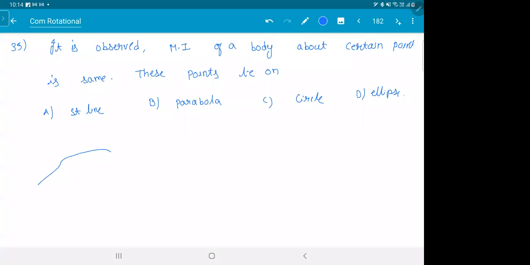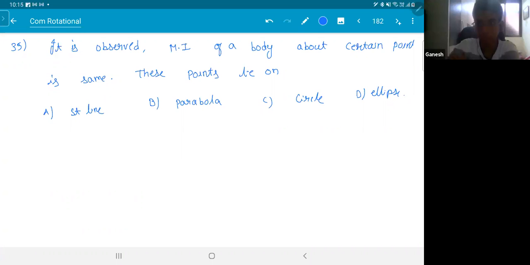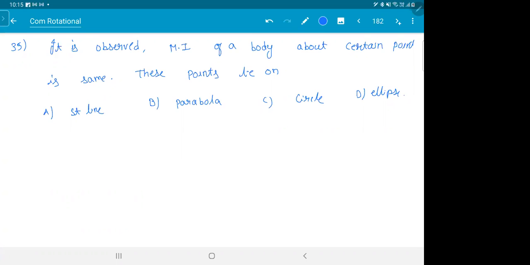So you have some random body. It is observed there are certain points, and on these points the moment of inertia is the same. So these points are lying on what shape? Circle, parabola, straight line, ellipse. This will be a circle. It is a theoretical question. Why? Because all the distances are similar. Let's see others. What do you guys think? Hope the question is clear.